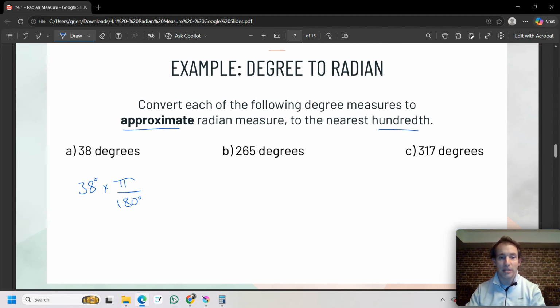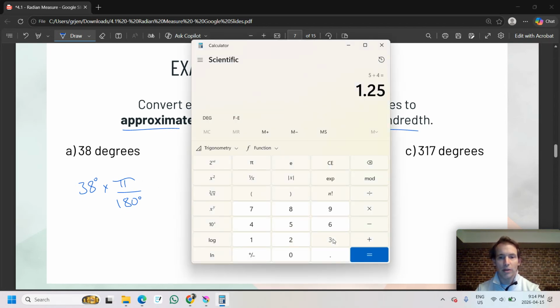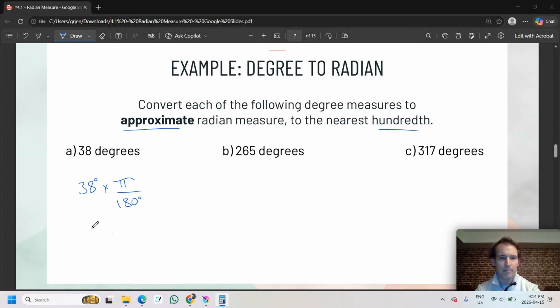So I'm going to actually multiply this in. I would go 38 times pi divided by 180 equals 0.663 to the nearest hundredth. So that's 0.66.